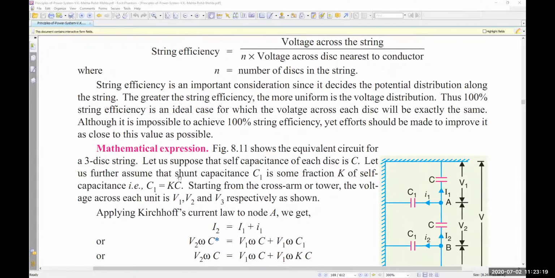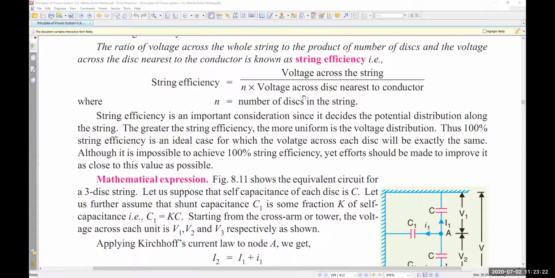So let's find out the mathematical expression of the formula. How we got this formula, okay?